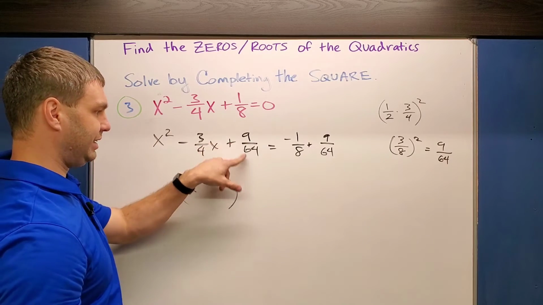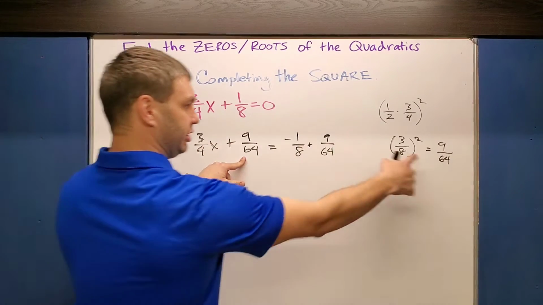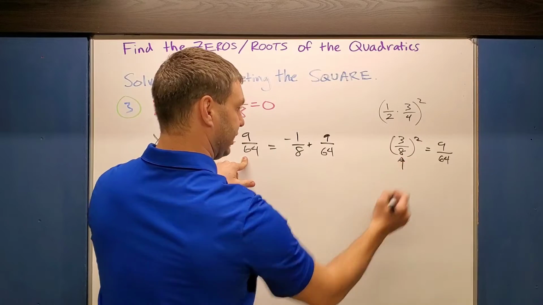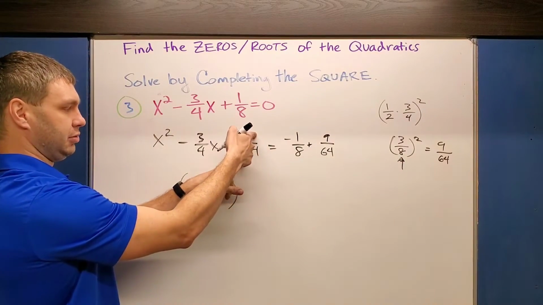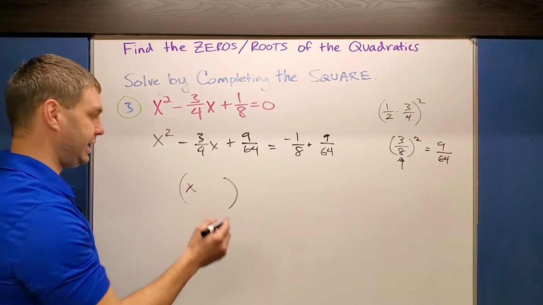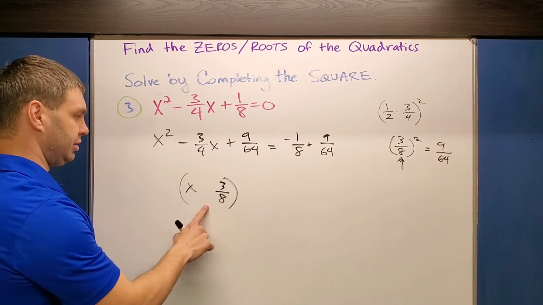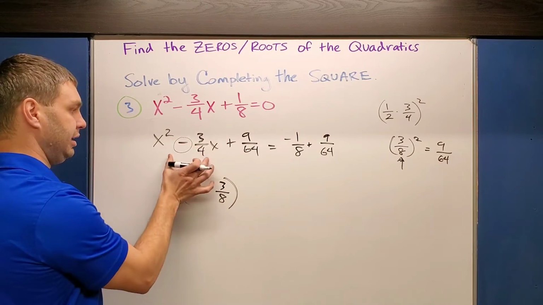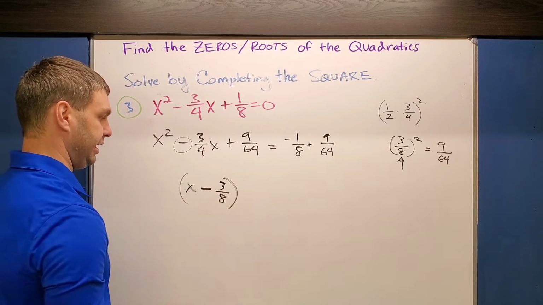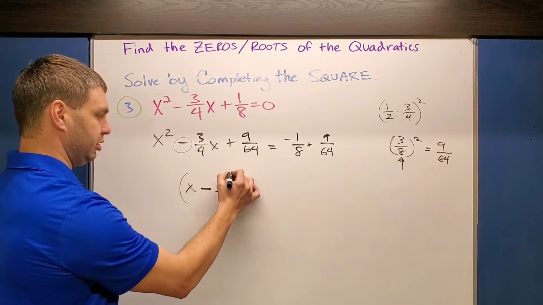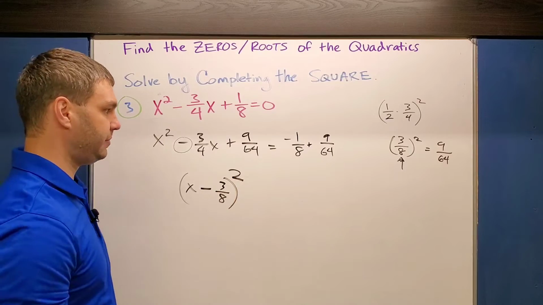The square root of 9/64, well, we just squared it, so it's going to be this, right? Or you could just go backwards and say the square root of 9 is 3, square root of 64 is 8. So 3/8. And then the sign that you use for this left side is the sign that comes in front of your b term, in this case a negative. Remember, this is a binomial square. Don't forget your squared there.